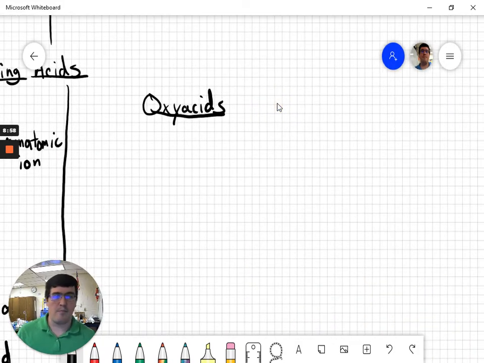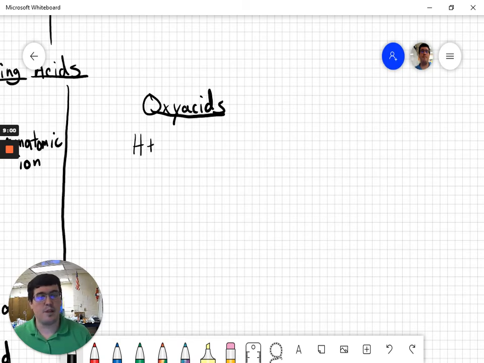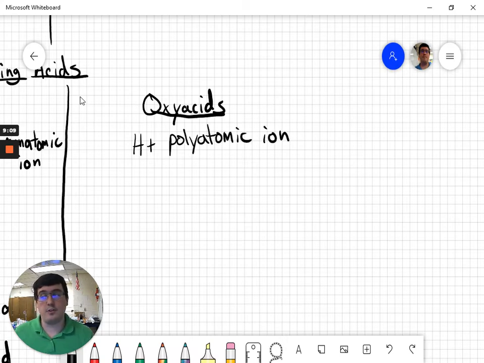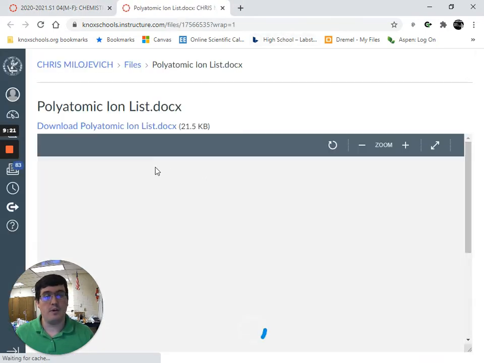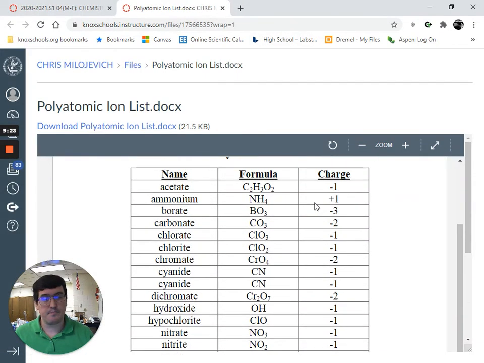Oxyacids, guess what they have in them? That's right, it's hydrogen plus oxygen. No, plus a polyatomic ion. So to be able to do this correctly, you must have a polyatomic ion list. There is a list given to you in task 2 for today. You might want to download this. You might want to save it.